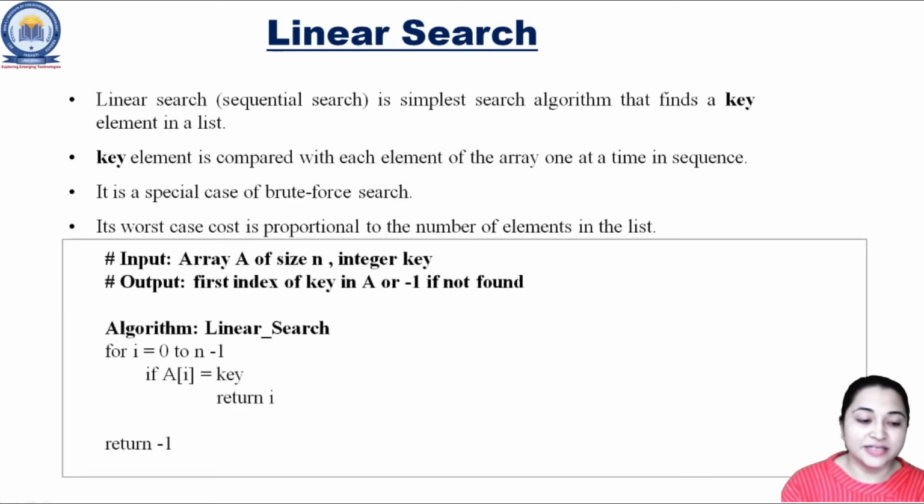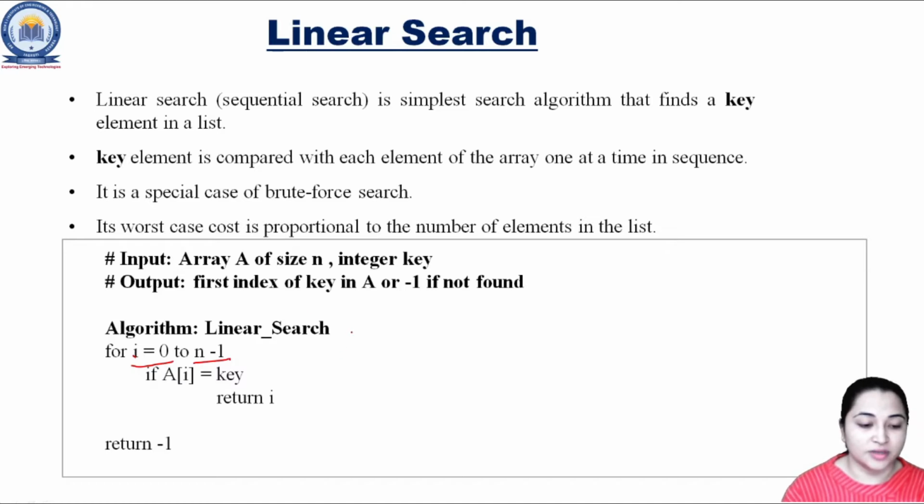Let us now see the linear search algorithm. So we are given 3 inputs, that is, array A of size n, and we are given an integer key that we have to find from the array. What should be the output? The output should be the first index of key in A, or -1 if that key element is not found. So this is the simplest search algorithm in which we go from index 0 to n-1.